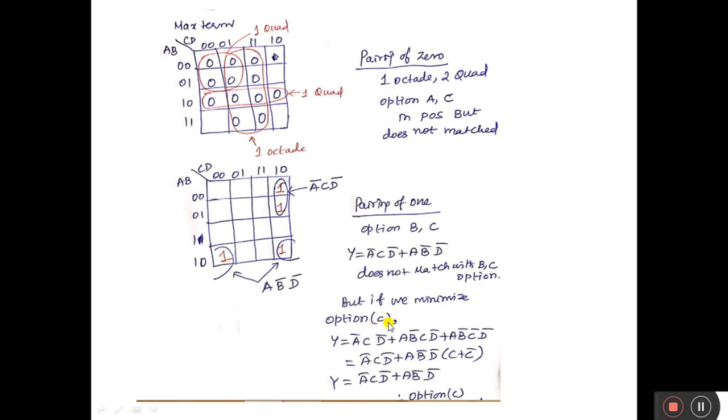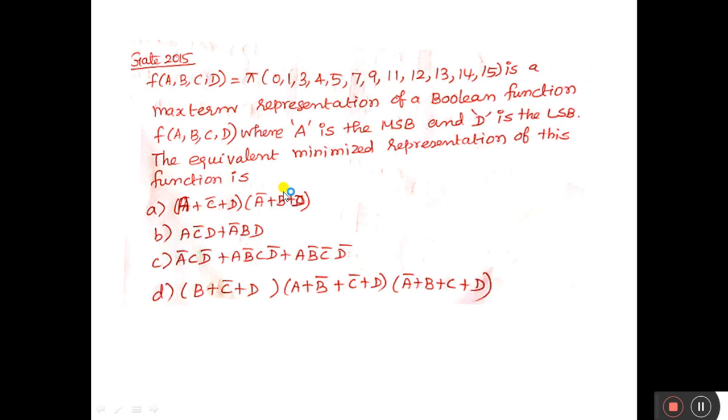From option C, the common term, if I take A B bar D bar, C plus C bar becomes 1. So A bar C D bar plus A B bar D bar, the same as what we get in the output of this K map. So option C is the correct one. In this question, both SOP and POS forms are given, so we need to handle this problem carefully by choosing the correct answer.